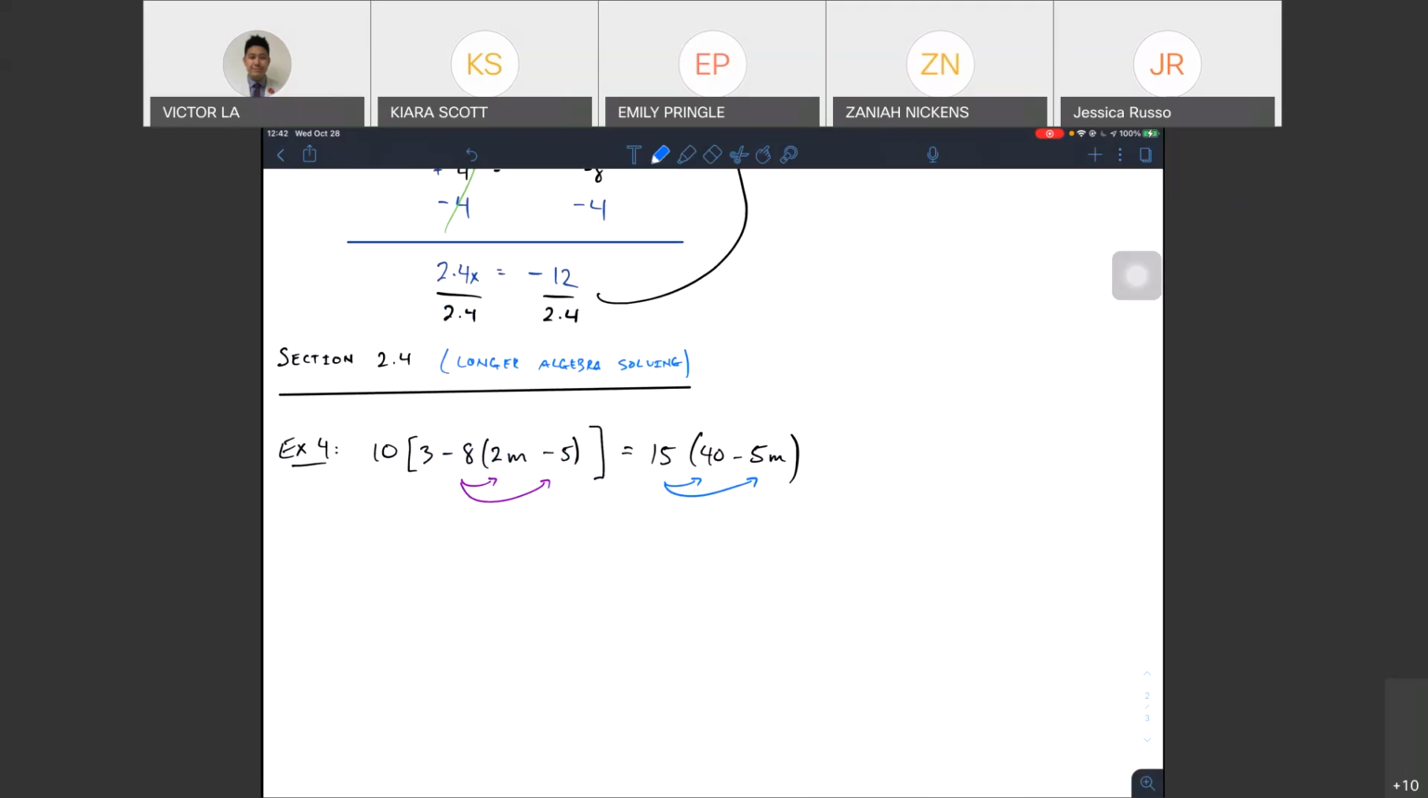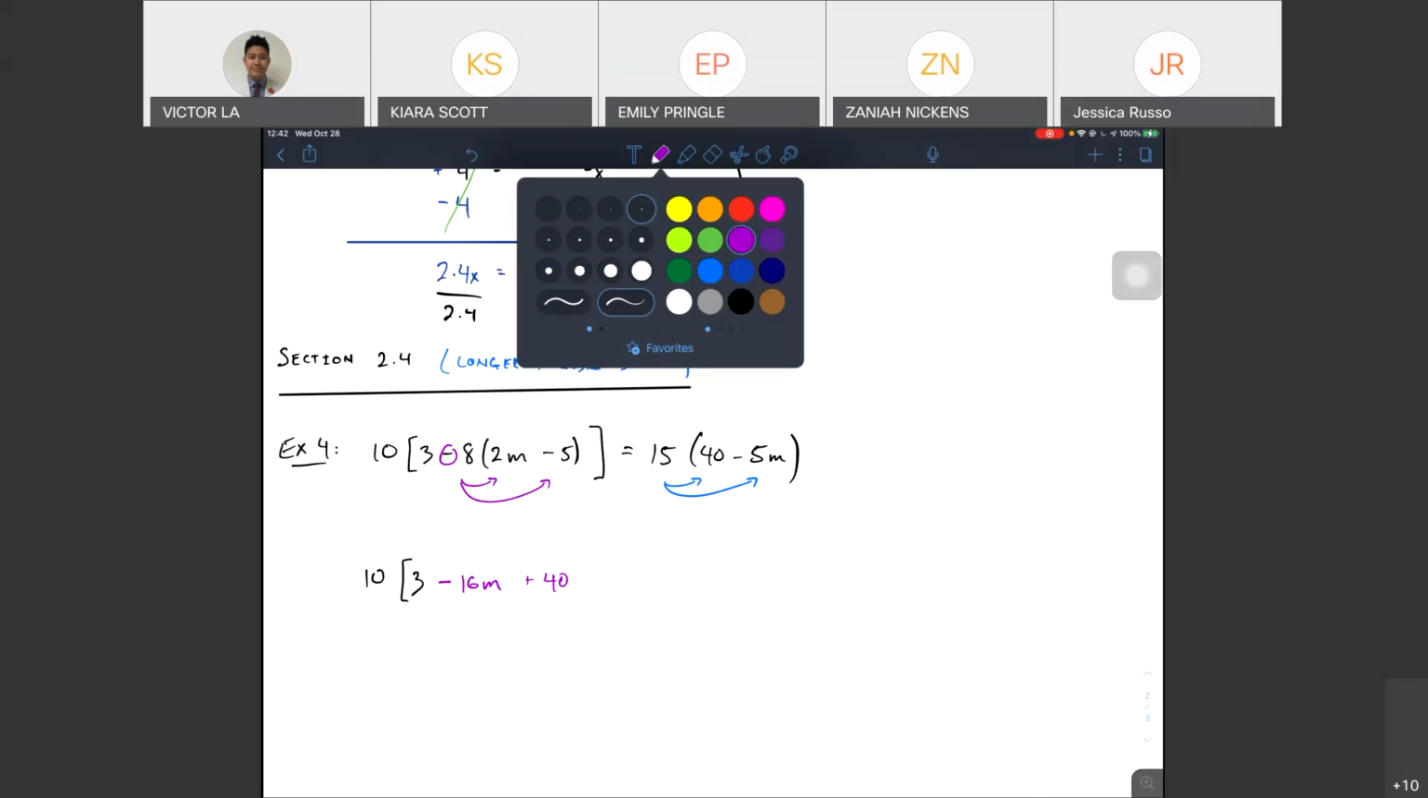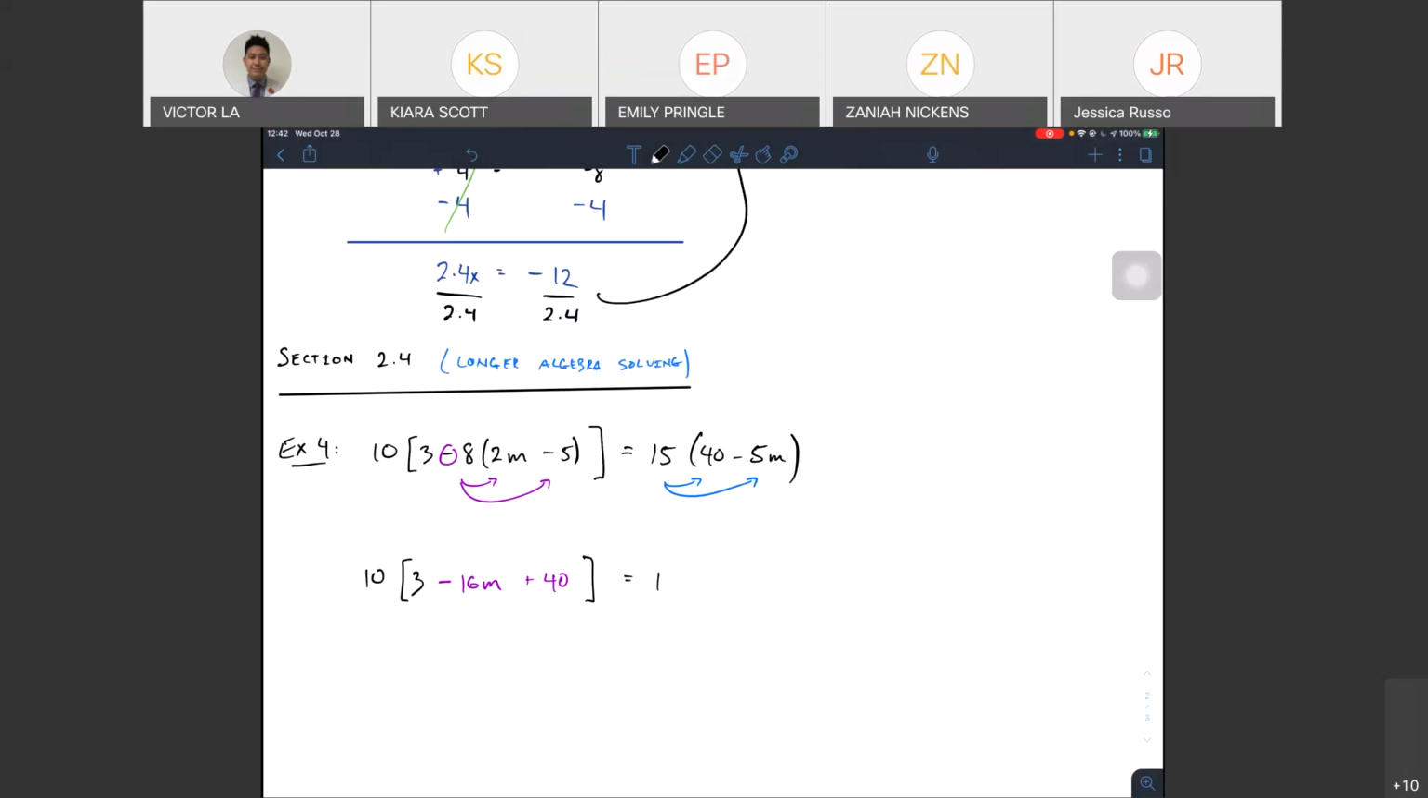So yes, I would distribute that -8 first because it's the most complicated. This implies we now have 10 bracket 3. Remember that -8 comes with it, right? Do not forget that -8. That's -8 times 2m, which is -16m. Let me make sure I did that right: 8 times 2 is 16, negative, and m. Now it's -8 times -5, so that's actually 40. Again, I'm going to leave the right side alone, so that people don't get bogged down by me doing too many things at the same time. I'm going to scroll up now.